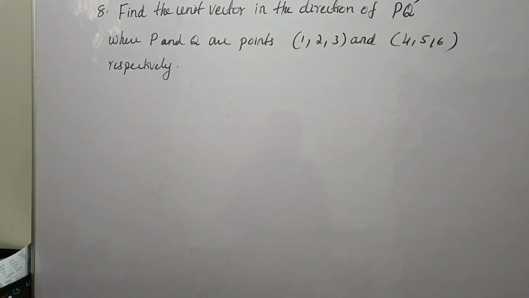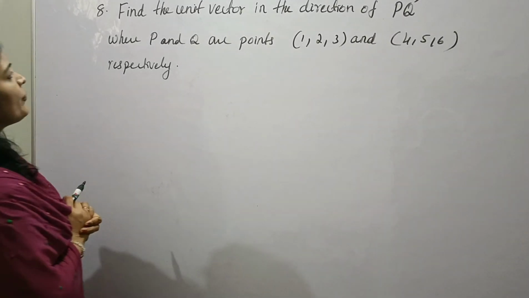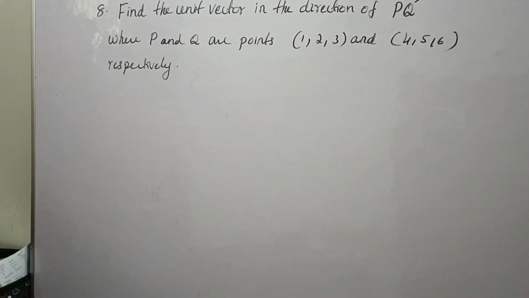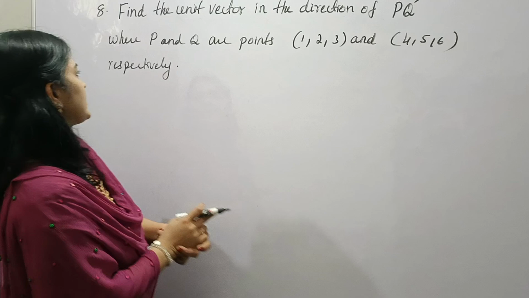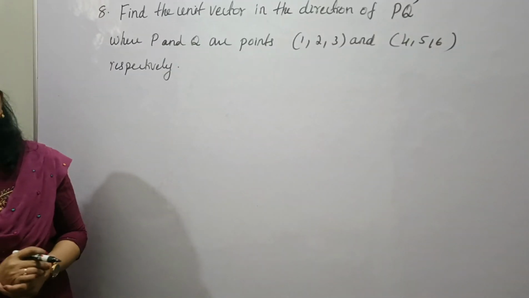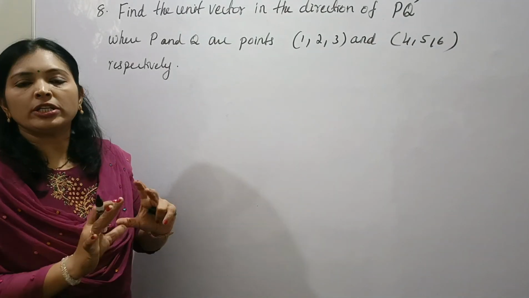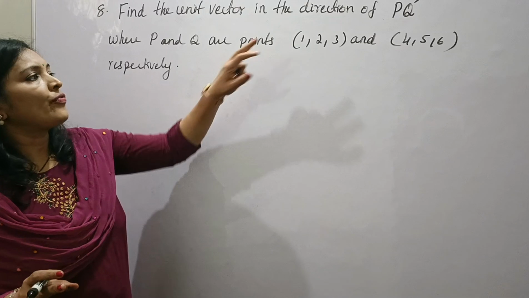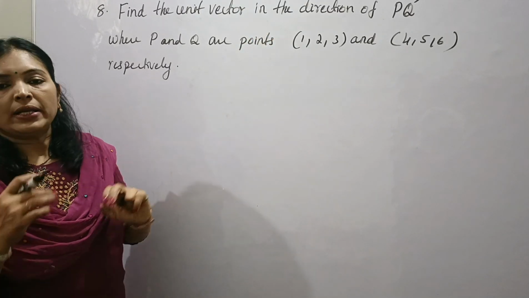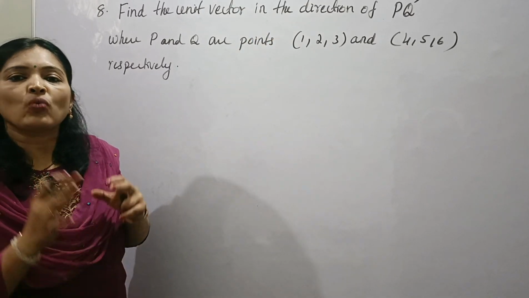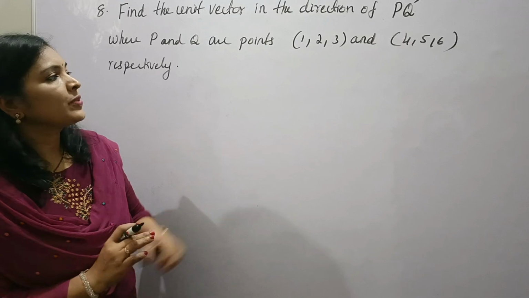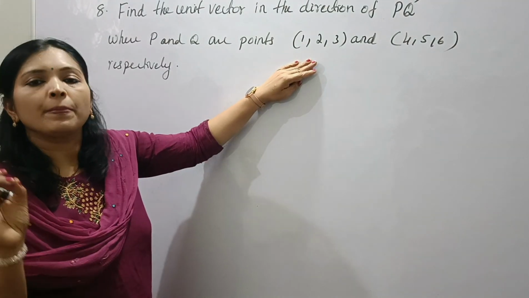Find the unit vector in the direction of vector PQ, where P and Q are the points (1, 2, 3) and (4, 5, 6) respectively. So here we have to find the unit vector in the direction of vector PQ. But first of all we have to find what vector PQ is.